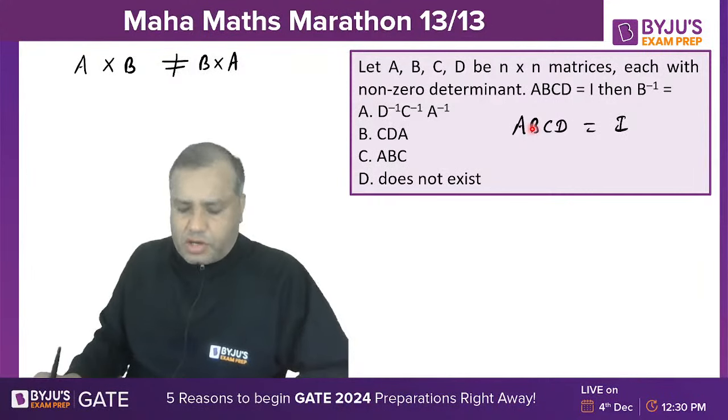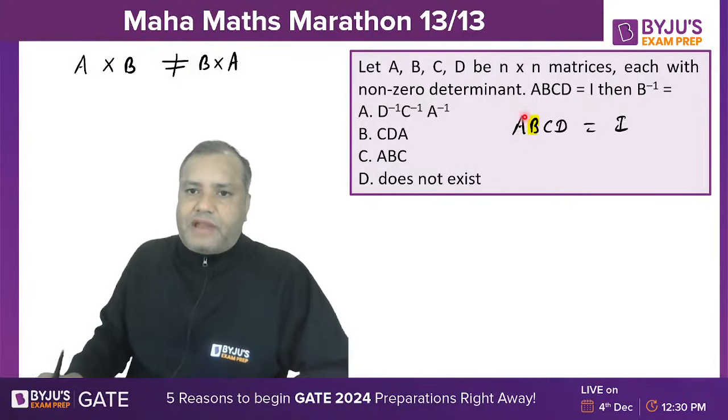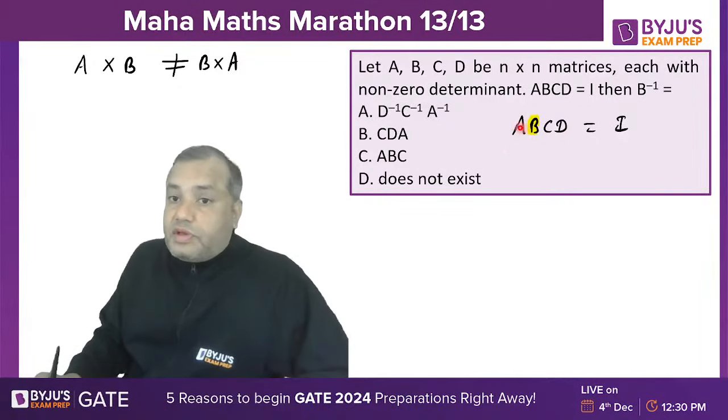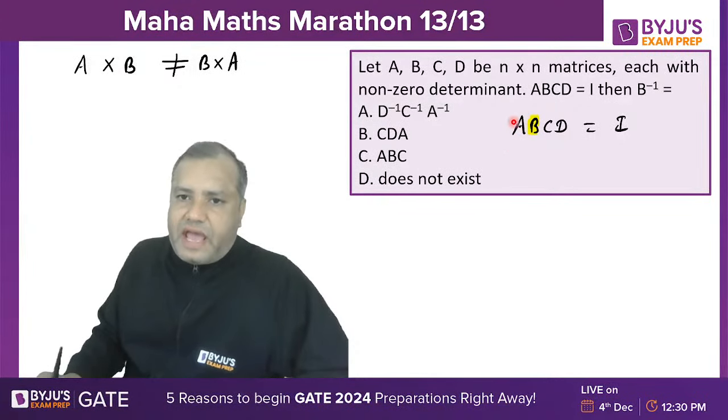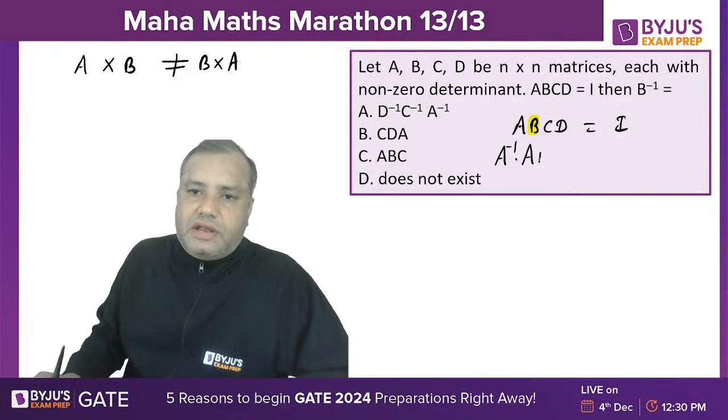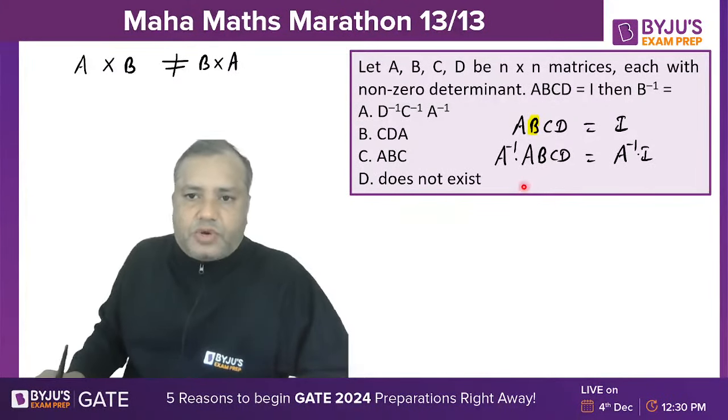So in order to find B, from the left side A is the obstacle. So just to remove this A, you need to multiply by A inverse on both sides. Left multiplication by A inverse. A inverse into A will be I into BCD will be BCD. A inverse into I will be again A inverse.